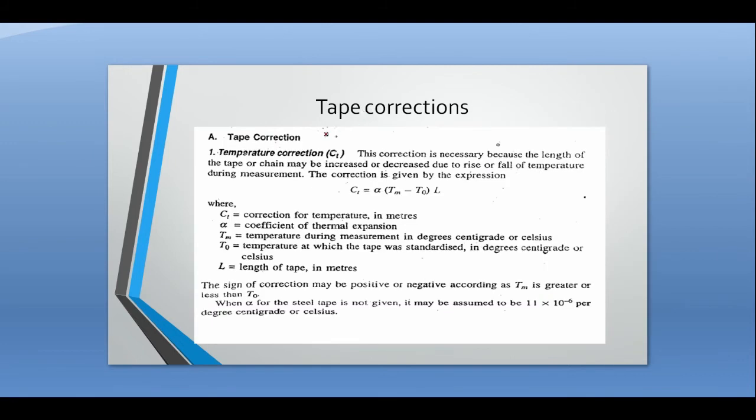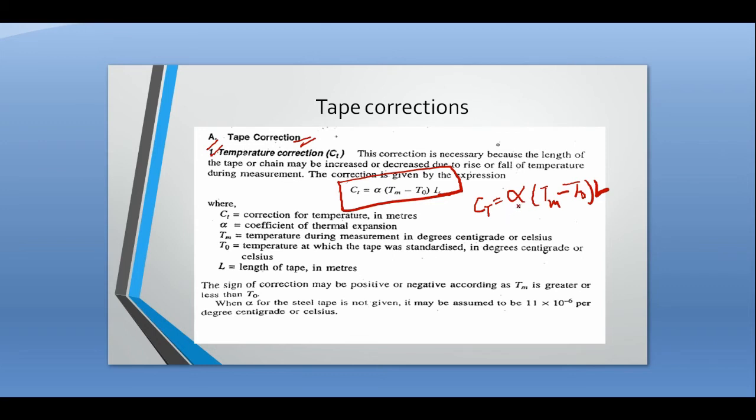Now the next one is tape correction. When we use the tape, it can have temperature corrections and it can have sag correction. First we will see the temperature correction. Temperature correction is given by this formula, which we have to remember: correction due to temperature Ct is equal to alpha into (Tm minus T0) into L. Here alpha is the coefficient of thermal expansion.